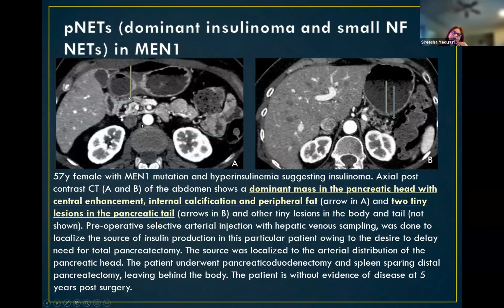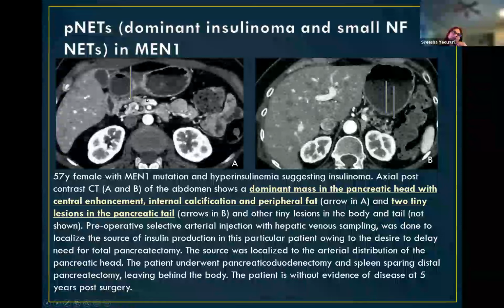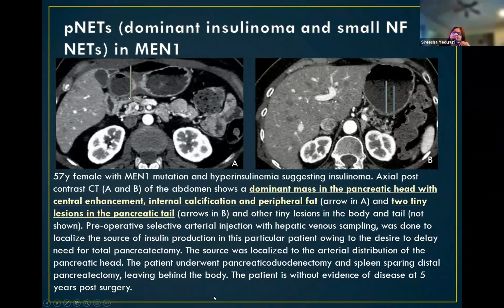The patient was not ready for total pancreatectomy just because she had multiple lesions. She wanted to know which one was actually causing insulin production. So they localized this with hepatic venous sampling after selective injection, and it was coming from the head. So she had selective resection and she's doing fine.